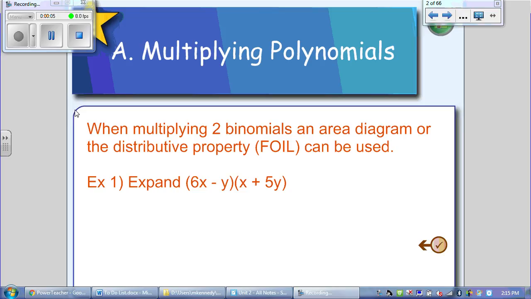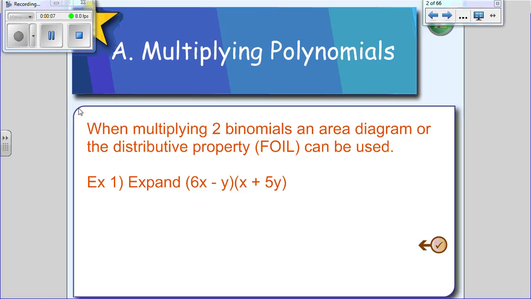Okay, before we get into factoring review, we are going to remember how to multiply. And we've done this a little bit in the last unit, so it should be nice and fresh. When you have two binomials like this, you have to multiply them together. And when you multiply them together, you use FOIL or you use your area diagram, whichever you prefer. I'm going to FOIL, or distribute.